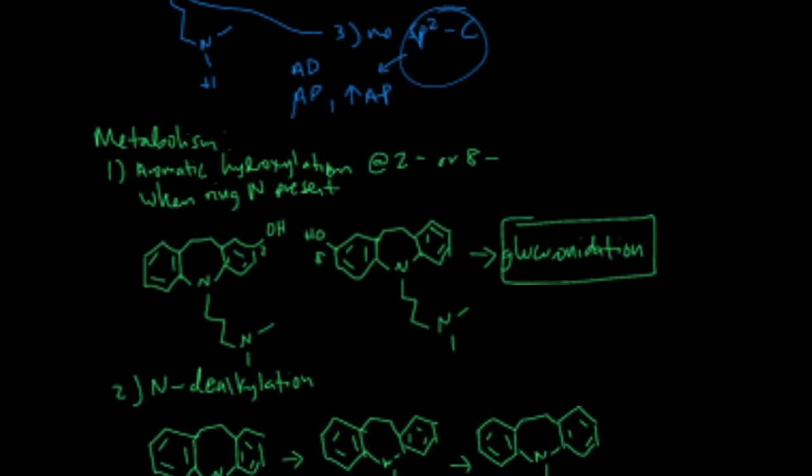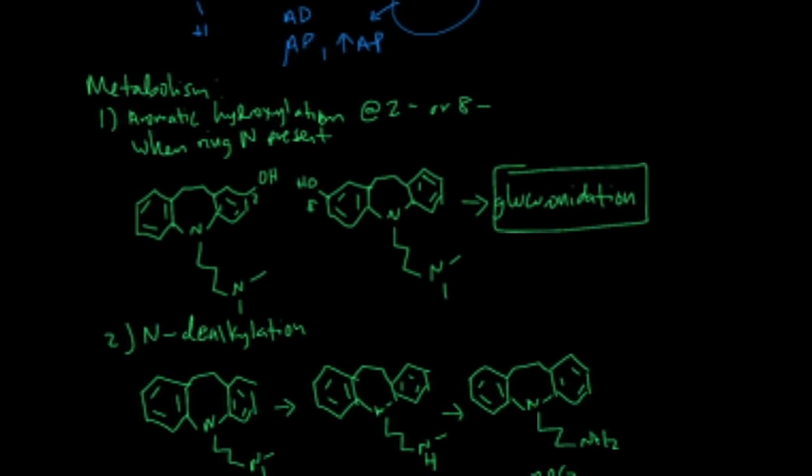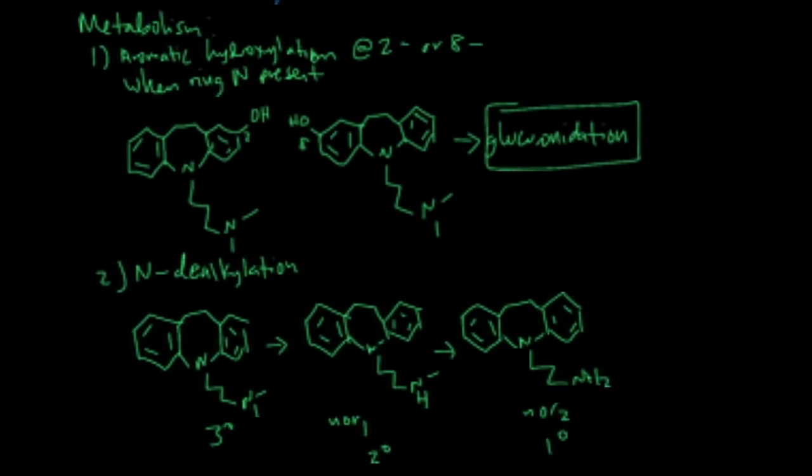Metabolism. You can have 2 or 8 position hydroxylation only when the nitrogen in the middle ring is present. Remember that aromatic hydroxylation at any position produces glucuronidation.